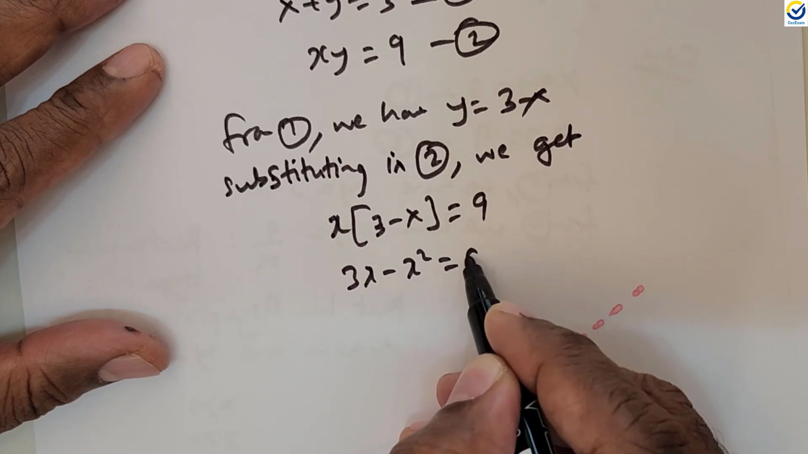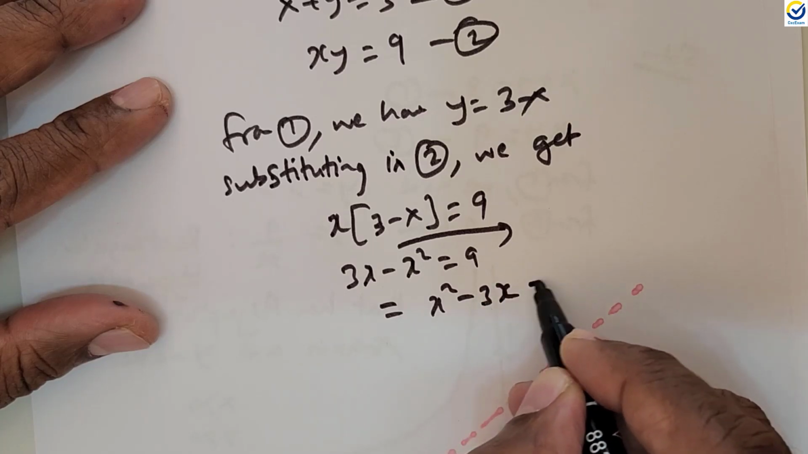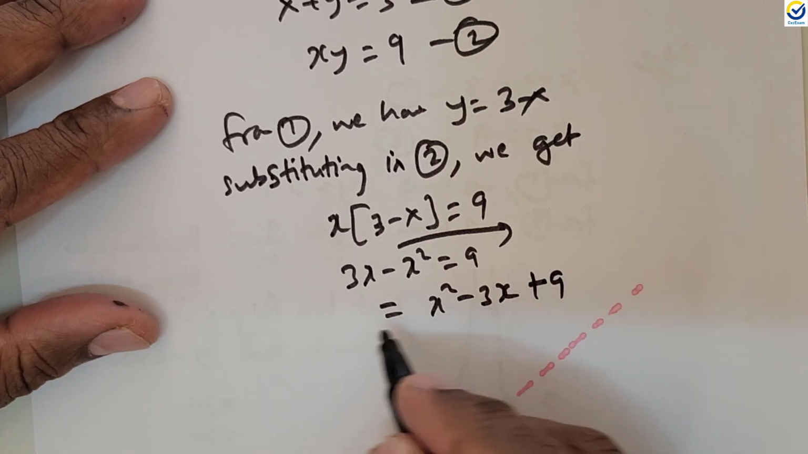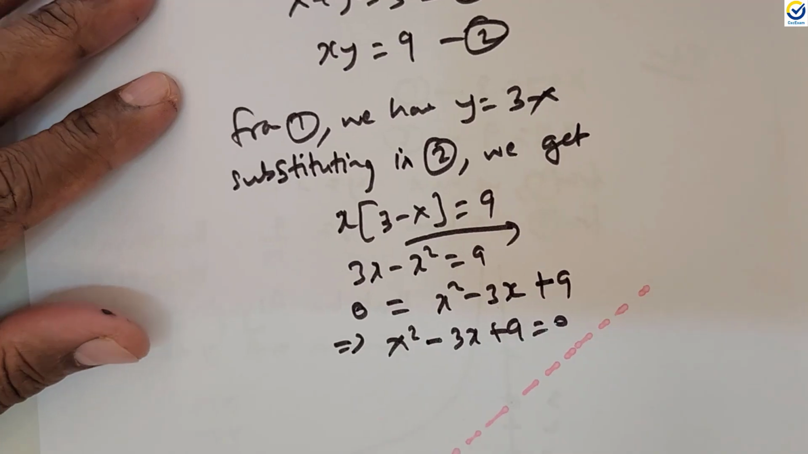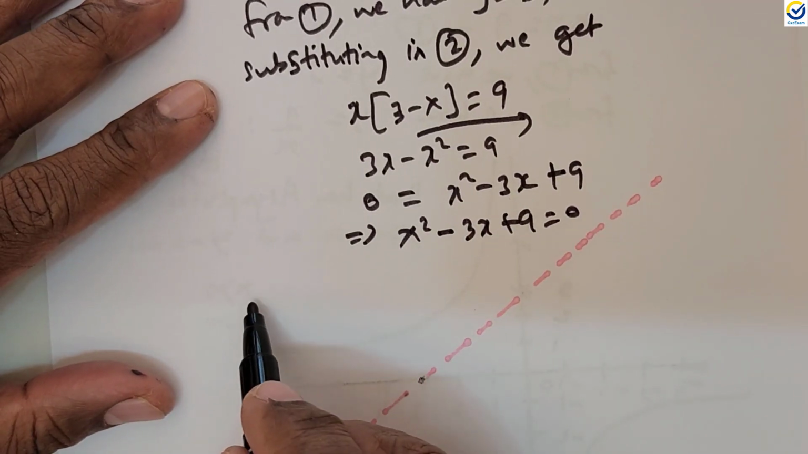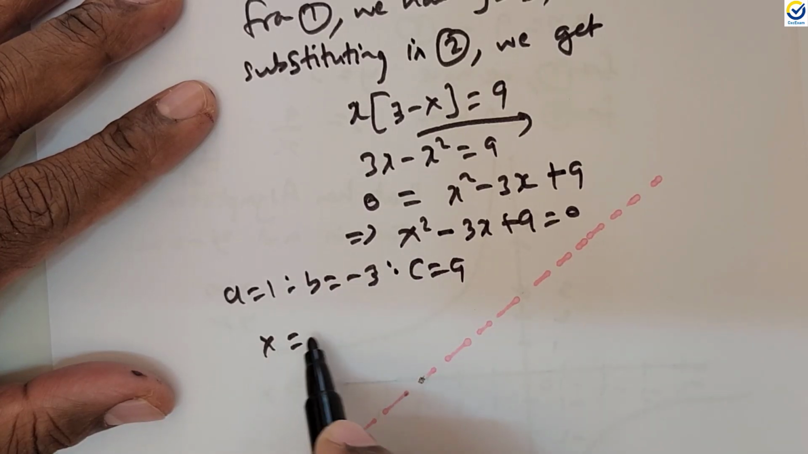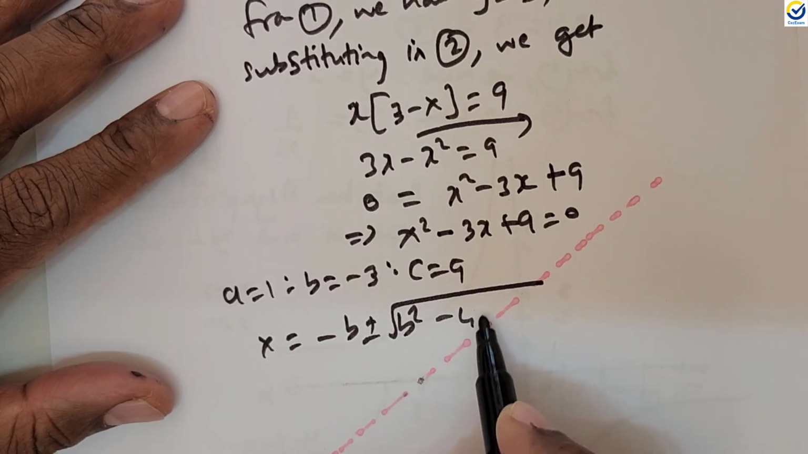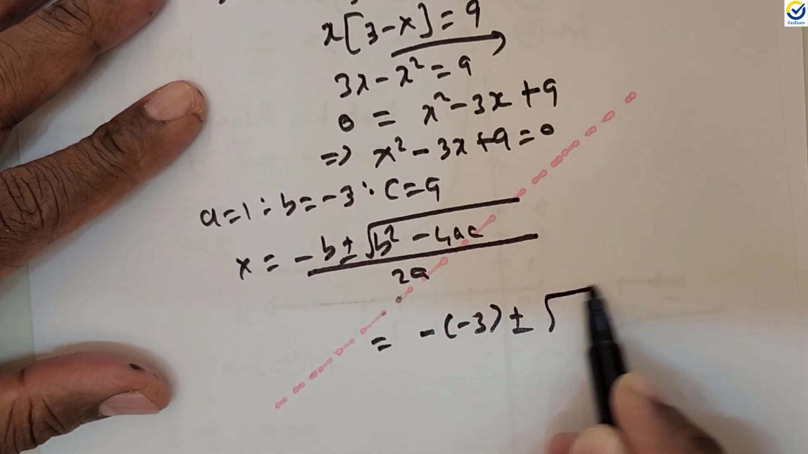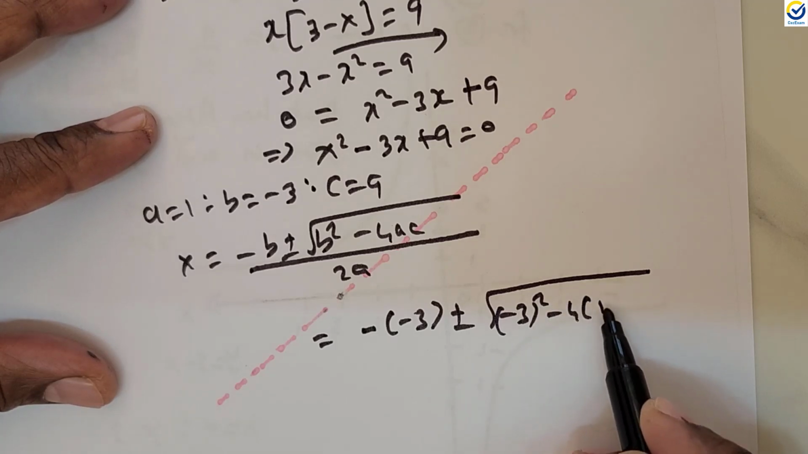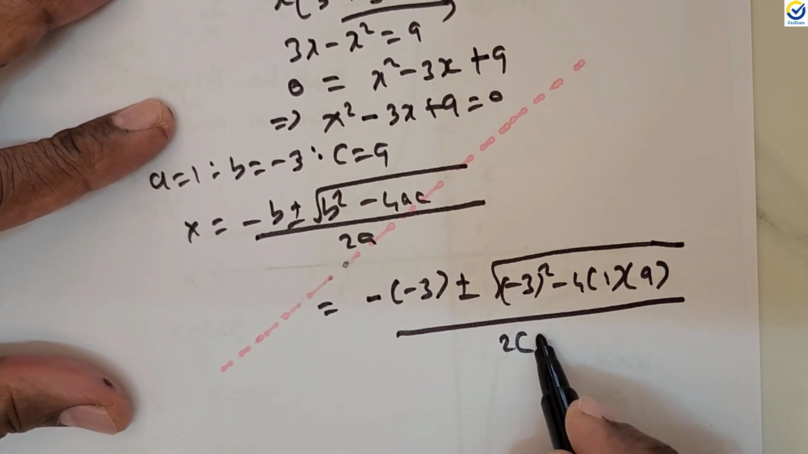This is 3x - x squared = 9. I'm going to move everything to the other side, so I will get x squared - 3x + 9 = 0. I'm going to use the quadratic formula. a = 1, b = -3 and c = 9. x = (-b ± √(b squared - 4ac)) / 2a. This is -(-3) ± √((-3) squared - 4 times a times c), where c is 9, divided by 2 times a.